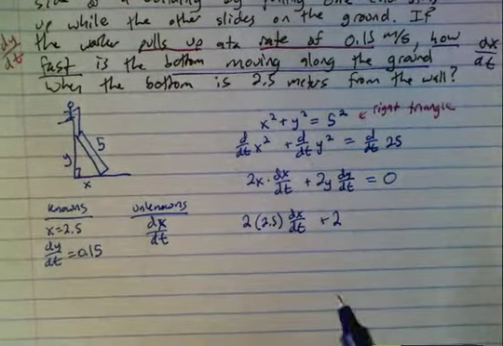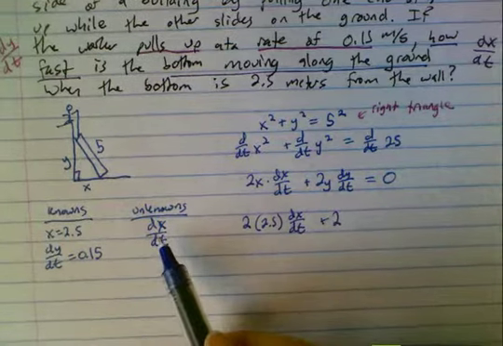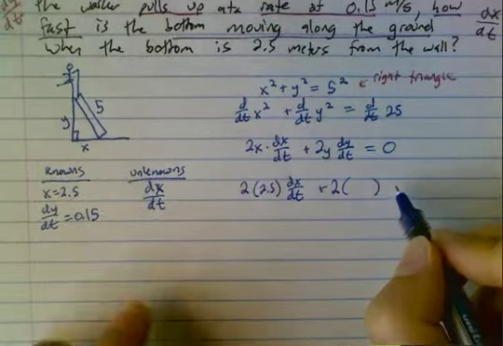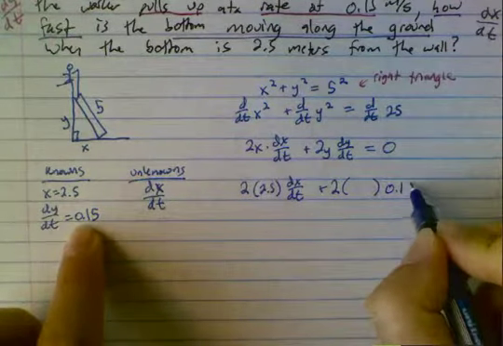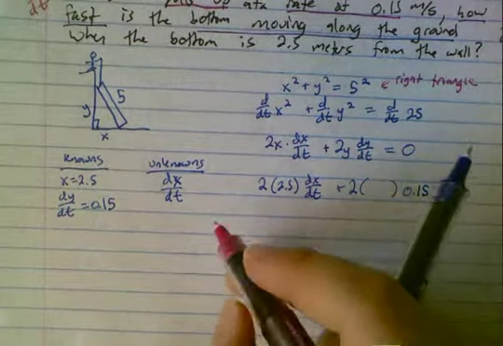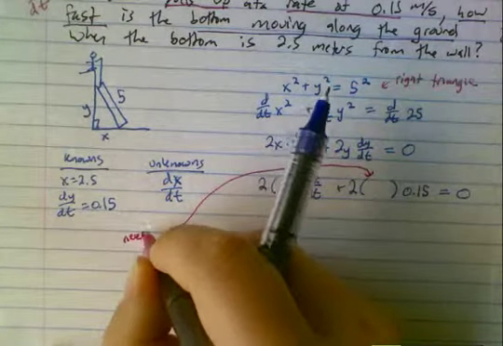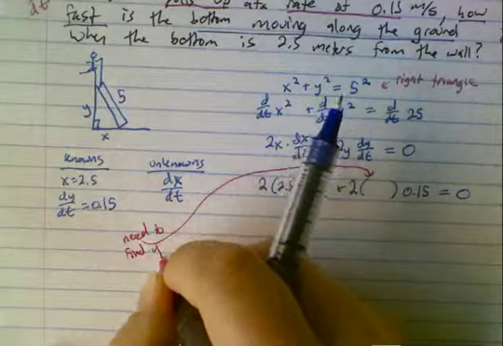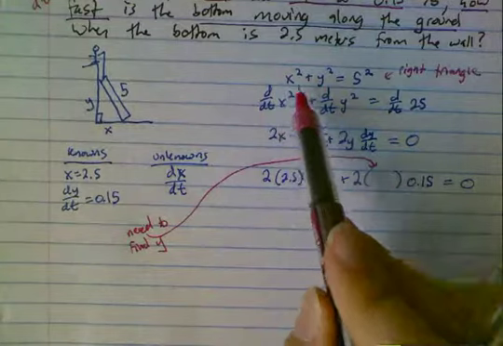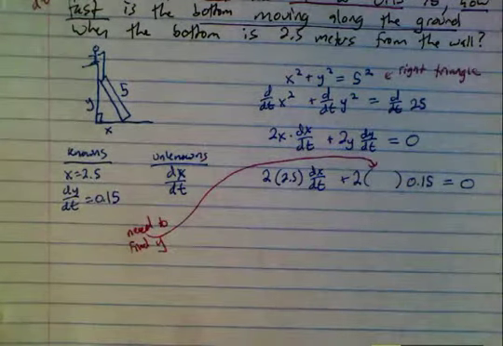Now, one of the things we notice here is that we don't know what y is. y isn't something we're trying to solve for, but it's something that we might need to find in order to do this. So I'm just going to leave a little spot for y right now. dy dt we know is 0.15. So we need to find y. Now we can do that because notice that we have an equation relating x and y. If we know what x is, then we also know what y is.